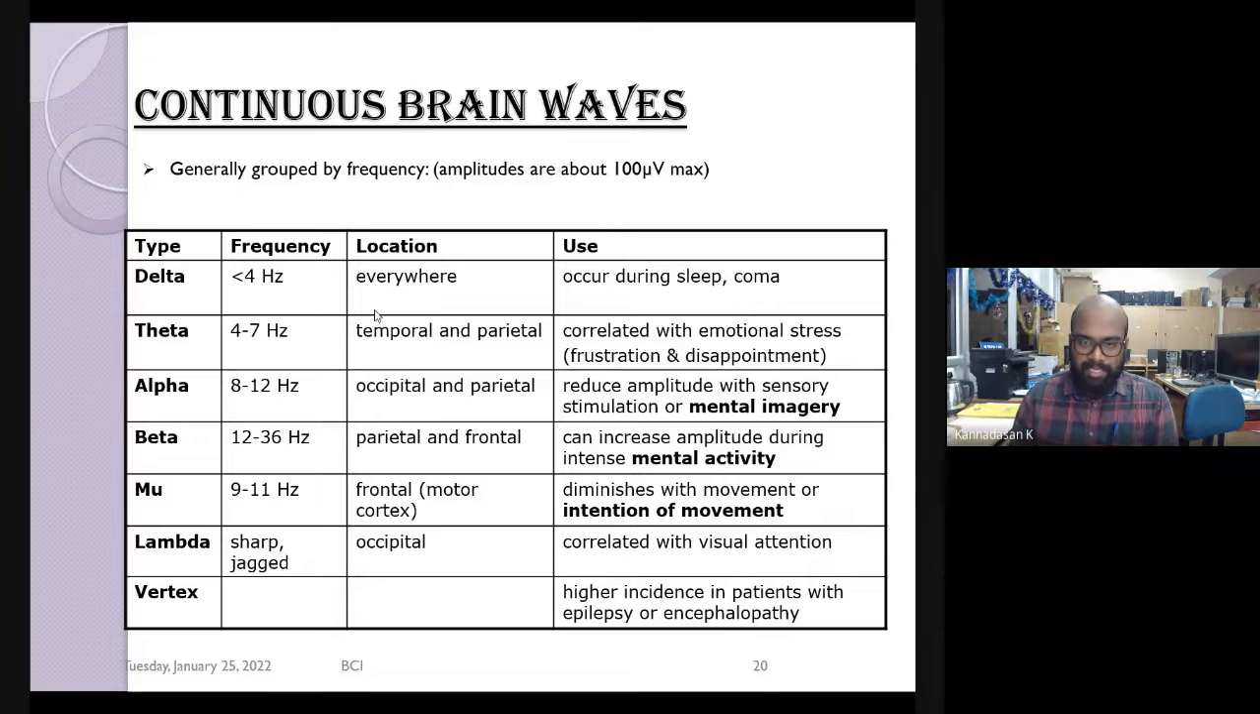Then theta is 4 to 7 hertz, which happens in the temporal and parietal electrodes. It is correlated with emotional stress, frustration, or disappointment. These are the research findings, whatever has been reported till now.